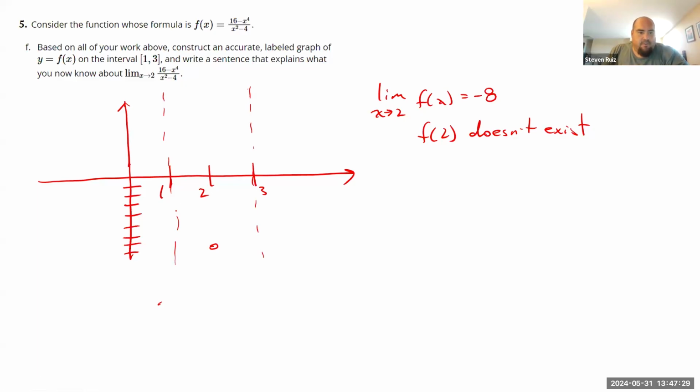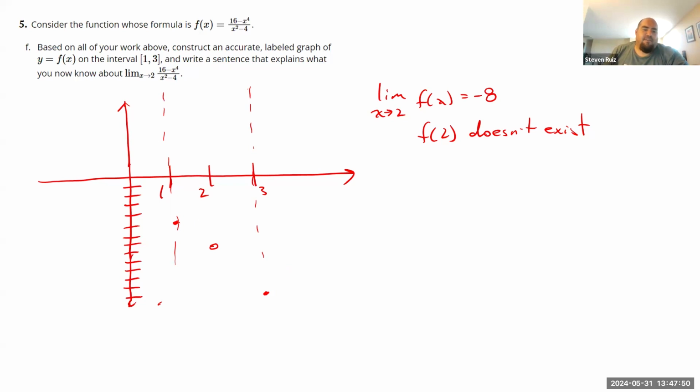Here we go. 1, 2, 3, 4, 5. And then I need a few more hash marks. 9, 10, 11, 12, 13. And f of 3 is -13. But what else do I know?